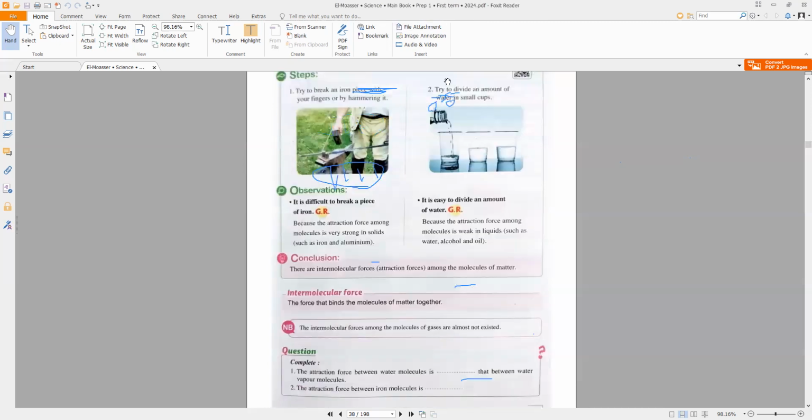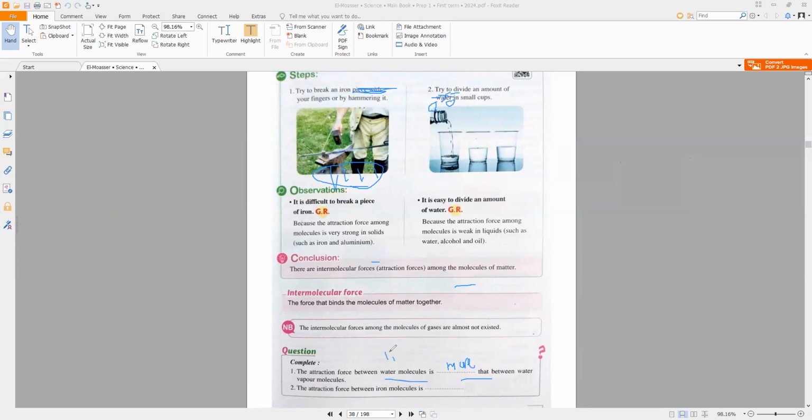Let's start. Let's answer the questions. The attraction forces between water molecules and between water vapor molecules: which is more? The attraction forces are more between water molecules than water vapor.